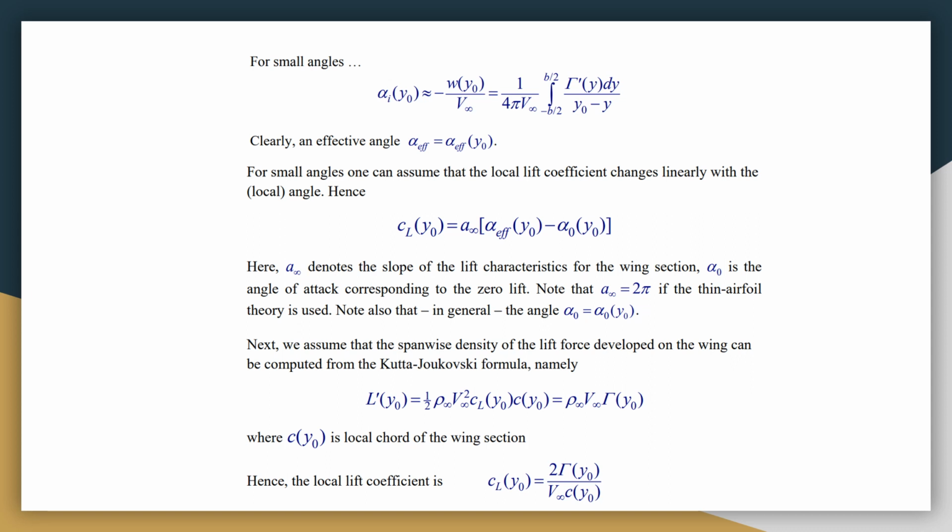So by the Kutta-Joukowski formula, L dash y naught equals 1 by 2 rho infinity V infinity square CL of y naught into c y naught, equal to rho infinity V infinity tau y naught, where c y naught is the local chord of the wing section. It means it is the local chord of the wing we are taking. Hence, the local lift coefficient CL of y naught equals 2 tau y naught divided by V infinity c y naught.